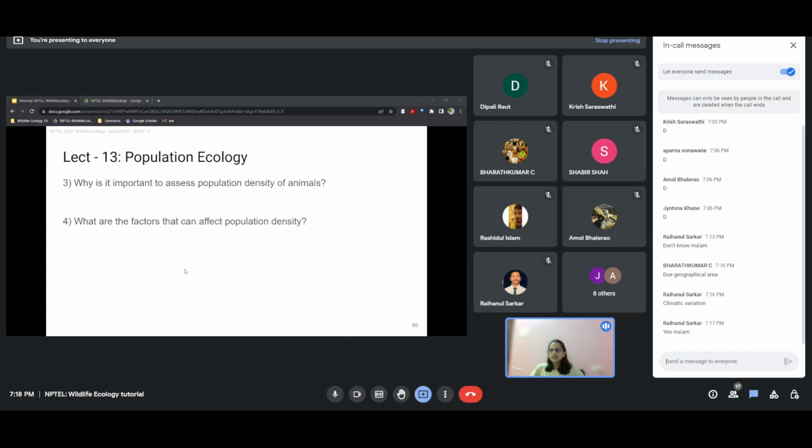All right. So, tell me, why is it important to assess population density of animals? I think you already mentioned the factors that can affect population density, but go ahead and list some up. Why do we need to assess population density? Why is it so important?